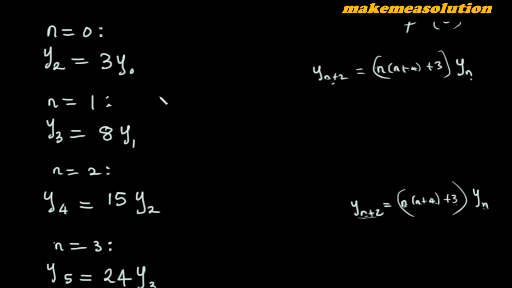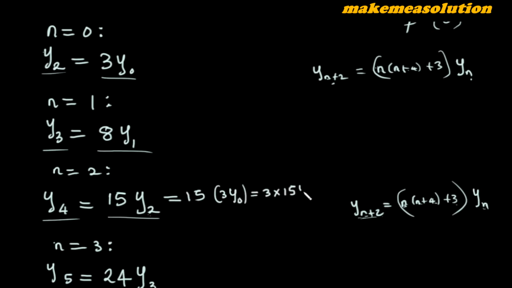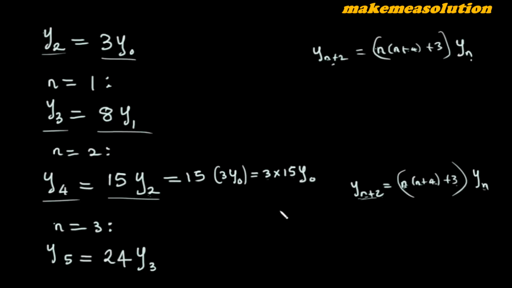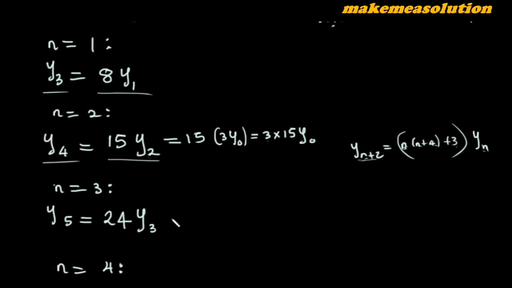So at this point, we have exhausted our iteration values. Then we can now start figuring out some patterns. So we have our y2 as 3y0 and our y3 as 8y1. Now our y4 is expressed in terms of y2, which is 15y2, and y2 is actually 3y0, which I'll write as 15 times 3y0. Everybody knows that 3 times 15 is 45, but we're not going to do it like that, because we want to find the pattern. So let's check this one out. You have y5 expressed in terms of y3, which is also expressed in terms of y1. So you now have 24.